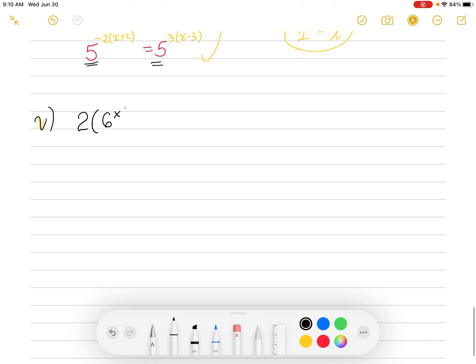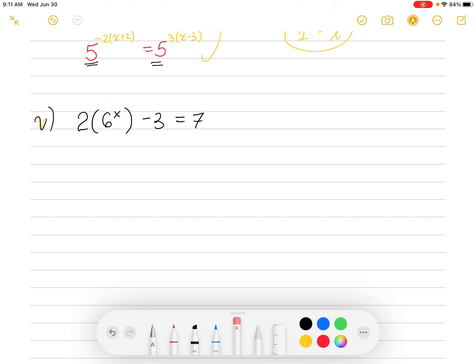That was number 4. Okay, let's do number 5. We have 2 multiplied by 6 to the x minus 3 equals 7.